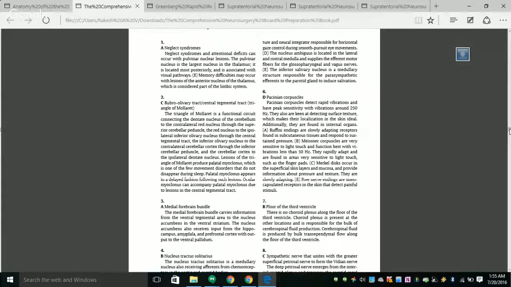So what I take from this explanation, one of the things I revised, is that palatal myoclonus is one of the movement disorders that doesn't disappear in sleep, and a lesion in the triangle of Mollaret causes this disorder, that is, palatal myoclonus.